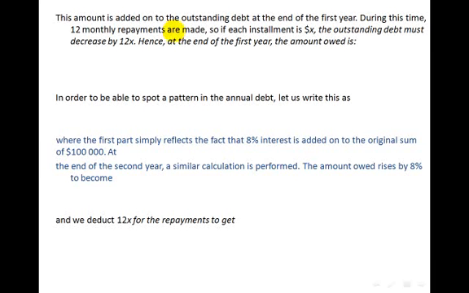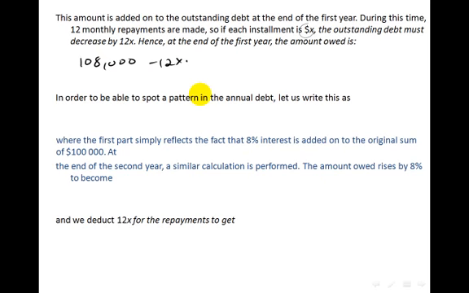This amount is added on the outstanding debt at the end of the first year. During this time, 12 monthly repayments are made, which is the 12X. So if each installment is X dollars, the outstanding debt must be decreased by 12X. At the end of the first year, the amount owed is 108,000 minus 12X.